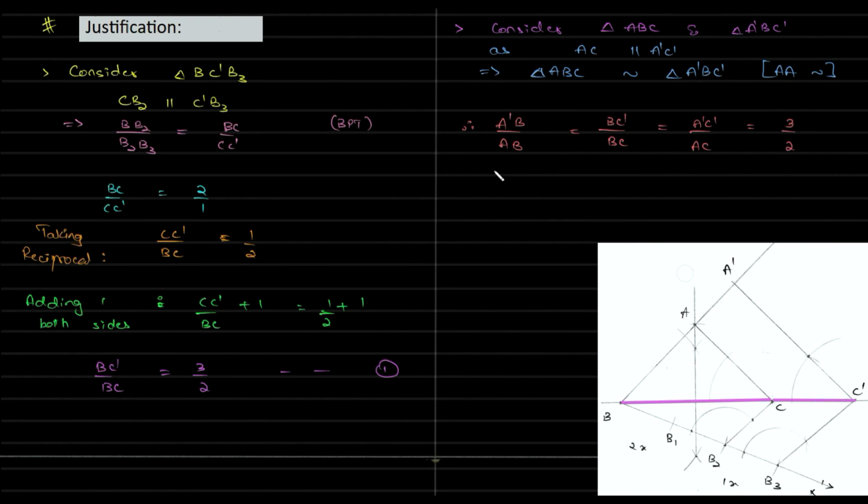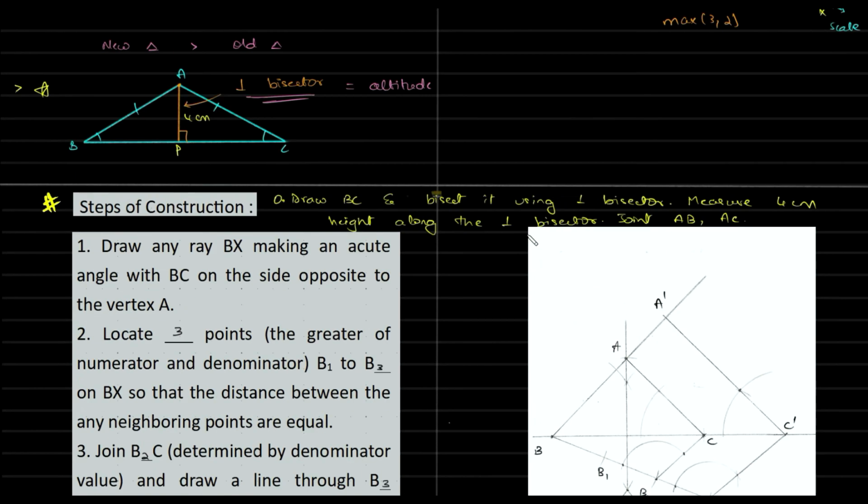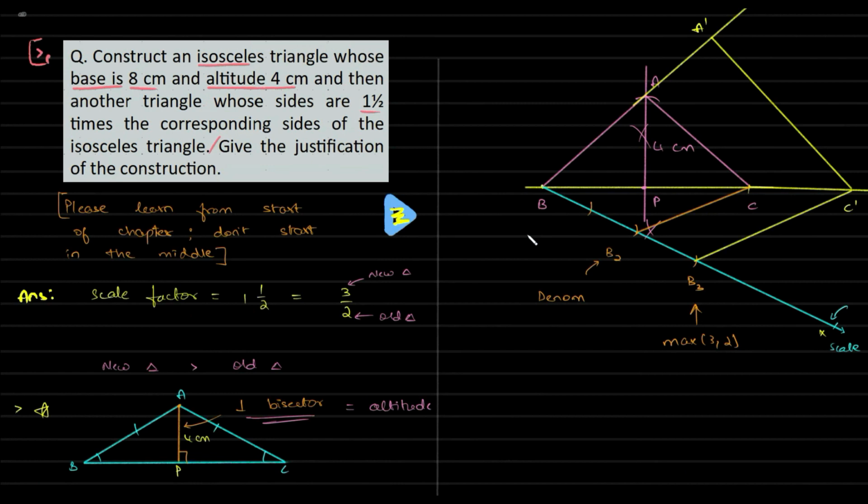How did we come to this conclusion? From 1, the first equation, and CPST, corresponding parts of similar triangles. So that would be your justification write up. So this is the logic. Again, please write this, don't miss this out.